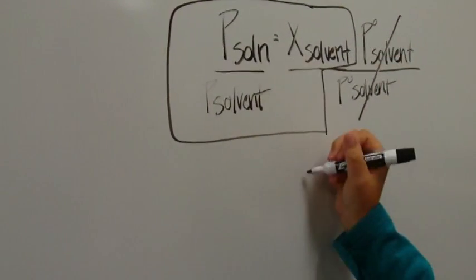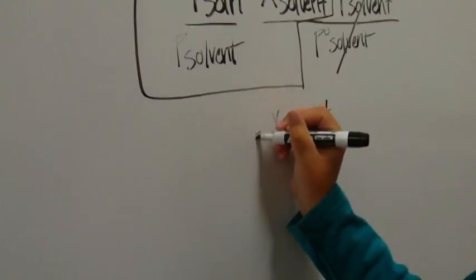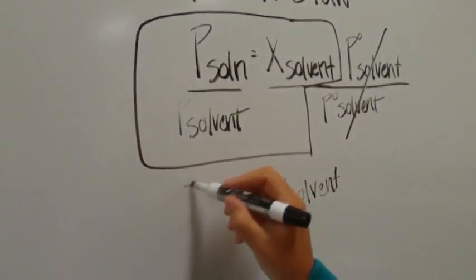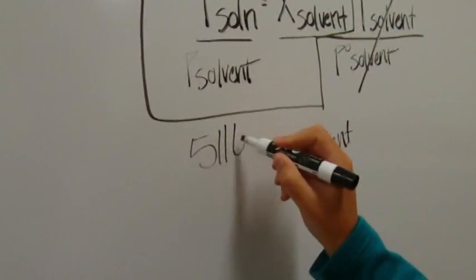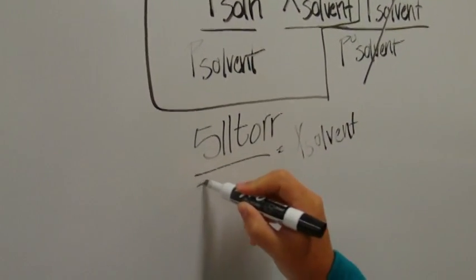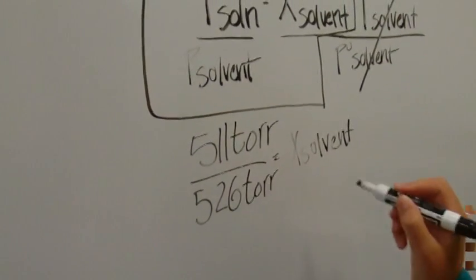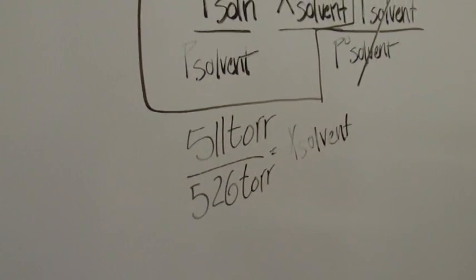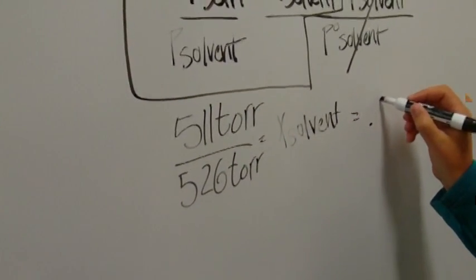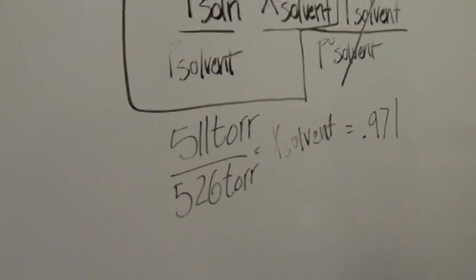So X of solvent is equal to, and this is given in the problem, 511 torr divided by 526 torr. And those numbers are again given in the problem. All right, and when we work out that math, we get 0.971, and that is the answer.